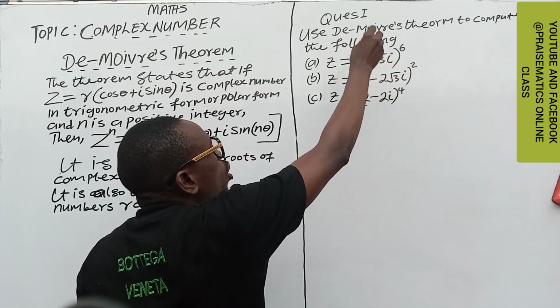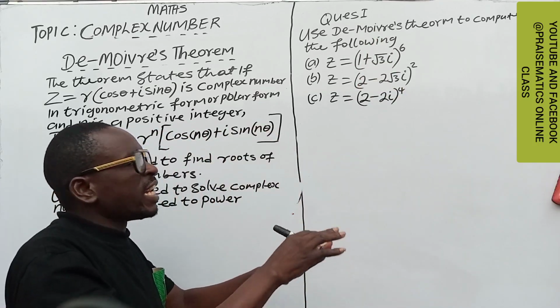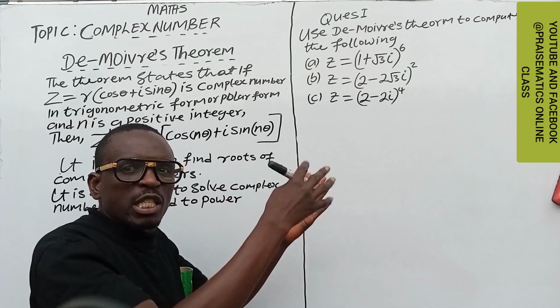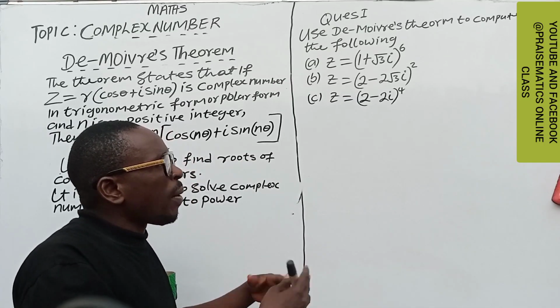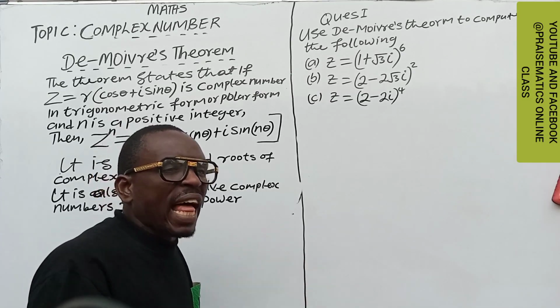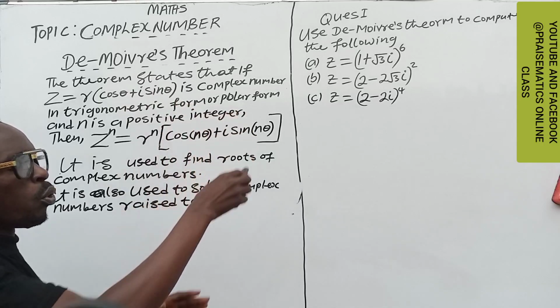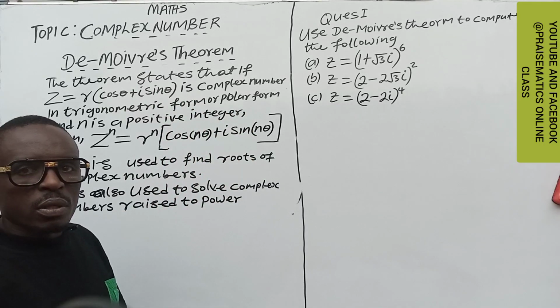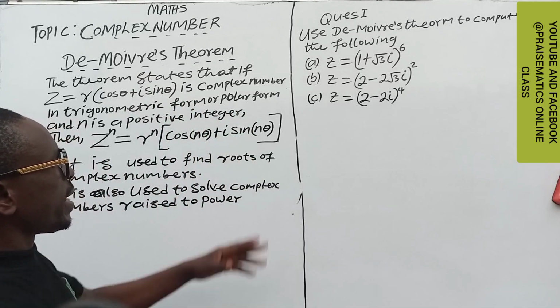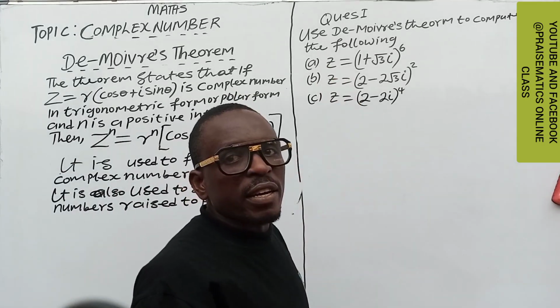Any complex number you see in this form, but raised to a power, whether power 2, 3, 4, 5, 6, 30 or 50, we use the De Moivre theorem to resolve the question, and that is how to do it. Okay, let's solve the question. I'll solve one and you solve the rest.